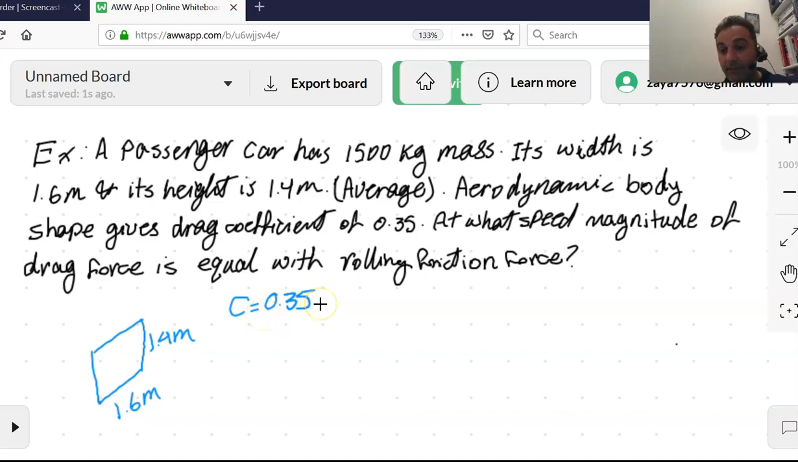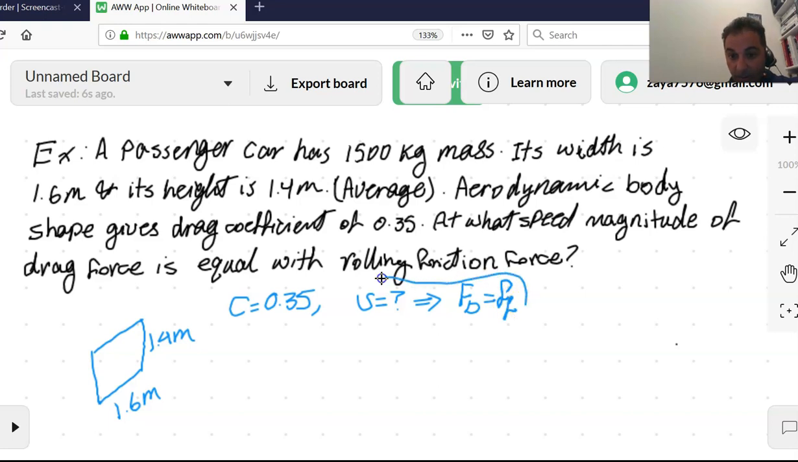At what speed is the magnitude of drag force, pay attention here, equal to the rolling friction force? So it says, at what speed must we be to have the magnitude of drag force Fd become equal with the friction force? So this is our goal: we want to find at what speed drag force is equal with our friction force.